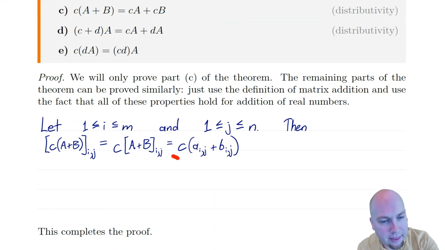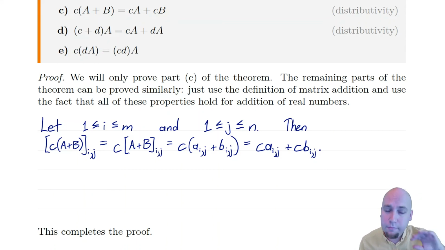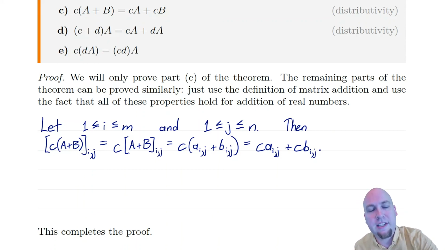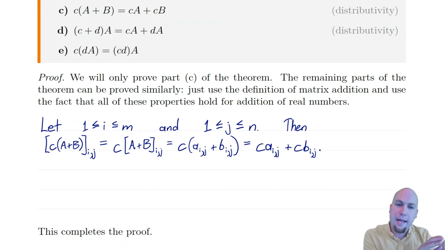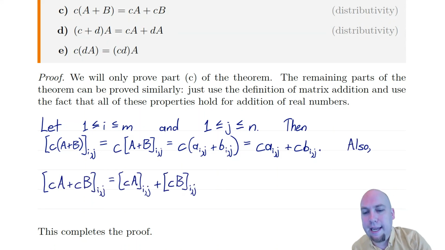Okay, and now this is just a real number, so I can use properties of real numbers on it. C times (real number plus real number) is the same as C times the first real number plus C times the second real number. That's just a property of real numbers that we already know from earlier in our mathematical education. Great, that's as far as we can simplify from over here. So I've taken the ij entry of the left-hand side and simplified it as much as I can. Now I'm going to do the same thing on the right-hand side. I'm going to take the ij entry of this right-hand side and simplify it down as much as I can.